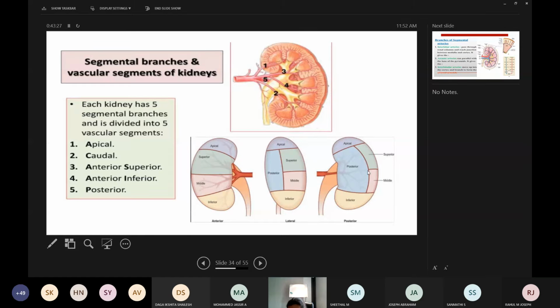Nearer the lateral border on the posterior surface, the posterior segment, and the superior and middle segments come in contact. So this is the avascular plane. The kidney can be divided in this plane to take out the stones in the renal pelvis, because this is the avascular plane.